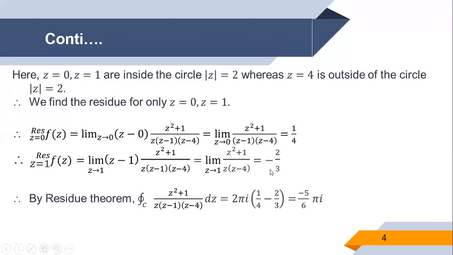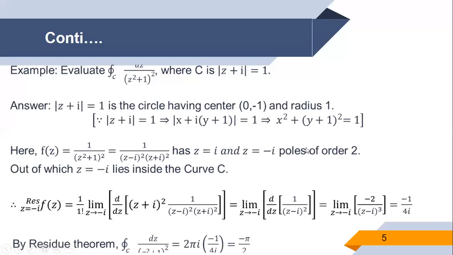So after finding the residue at z is 0 and z is 1, we are applying the residue theorem for this function, for this example. So integration over the Cauchy f of z dz is equal to 2 pi I into the sum of residue. So 1 by 4 minus 2 by 3. So answer is minus 5 by 6 pi I. Now next example.